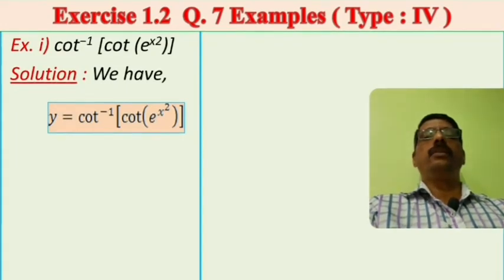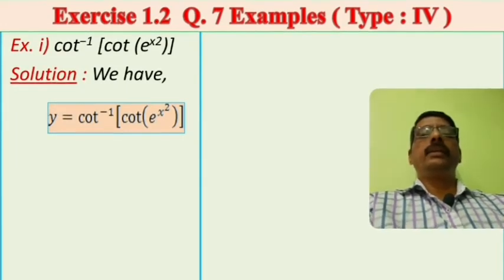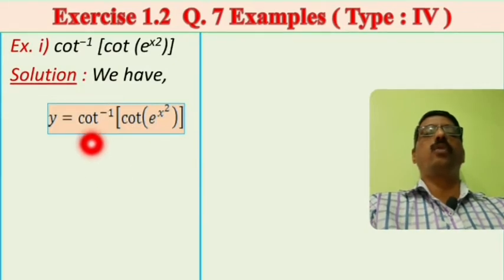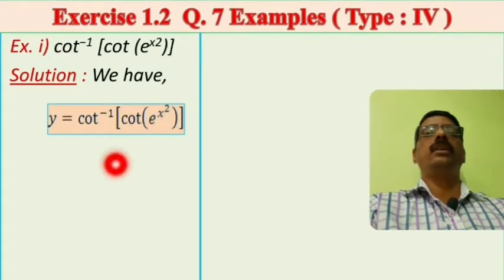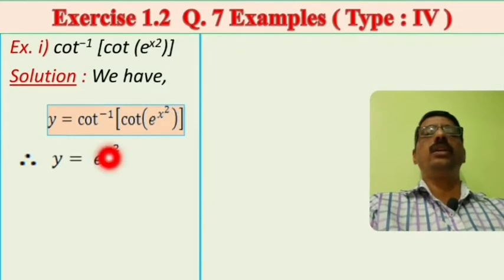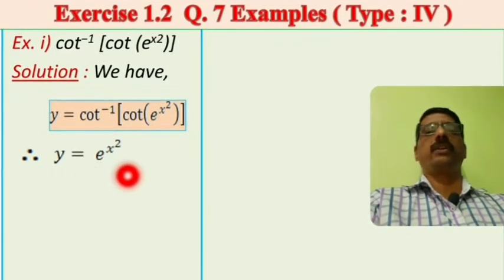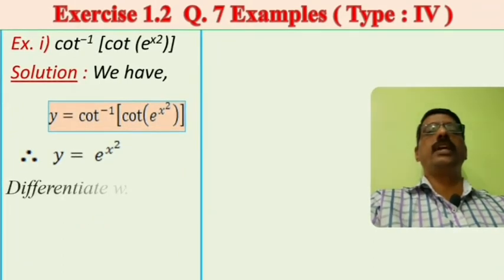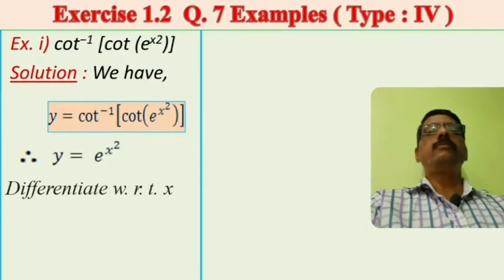Here we know that in the given function there are cot inverse and, inside the bracket, again cot, and we know the formula: cot inverse of cot of x, then cot inverse and cot cancel, remaining only x. In the same way, applying this formula, we get y equal to the simple form, e raised to x square, that is only remaining. Now this is our simple function. Now we have to differentiate the given function with respect to x.